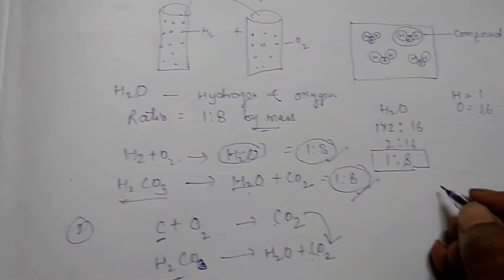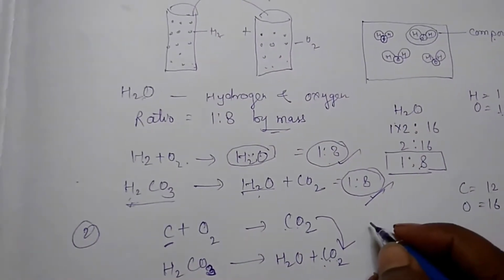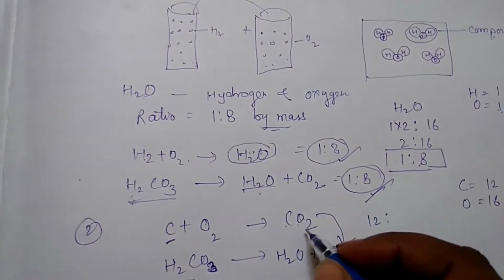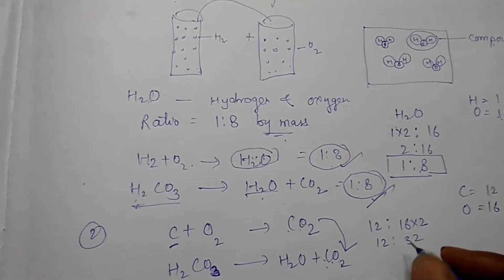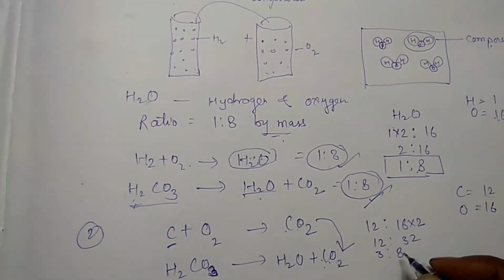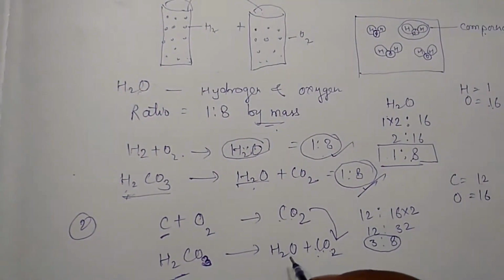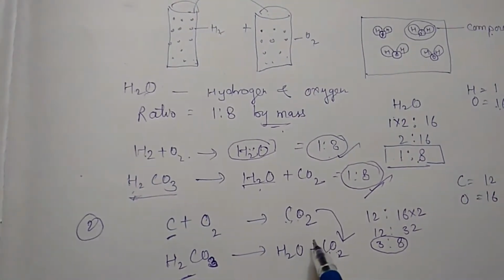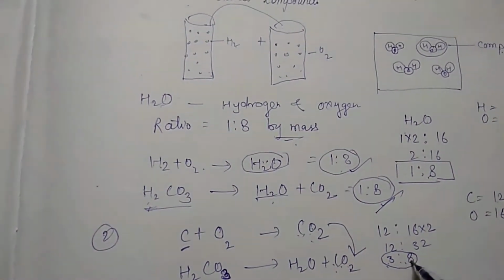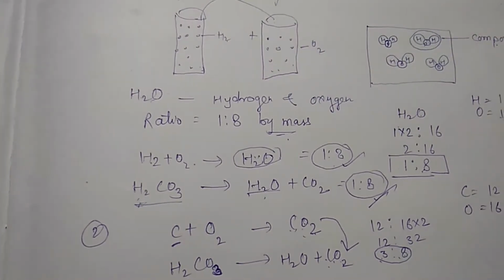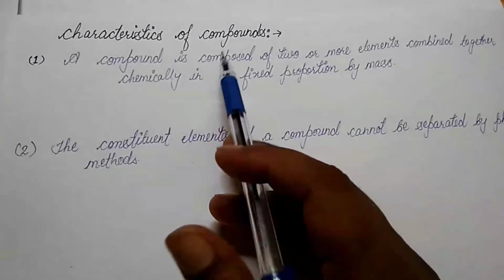Now calculate their ratio. The atomic mass of carbon is 12 and oxygen is 16. So 12, and there are 2 atoms of oxygen, so 16 into 2 is 32. Four threes are 12, four eights are 32. It means carbon dioxide is a compound made up of carbon and oxygen in the ratio of 3:8, meaning 3 parts of carbon and 8 parts of oxygen. Okay, children, and now we will read out the characteristics of compounds.